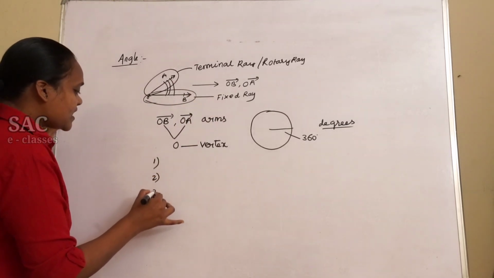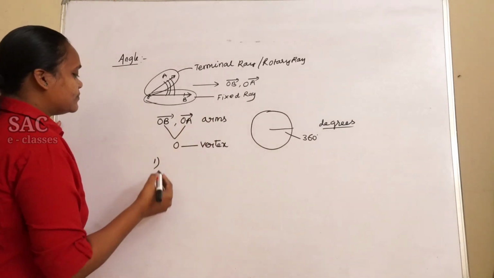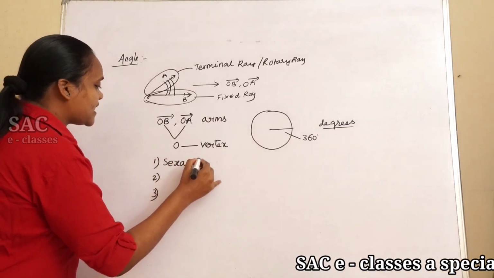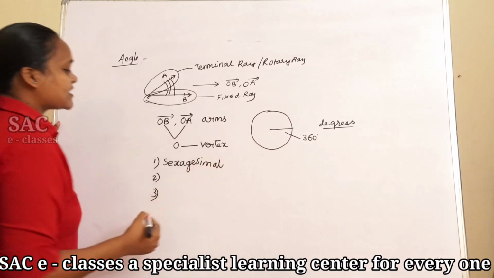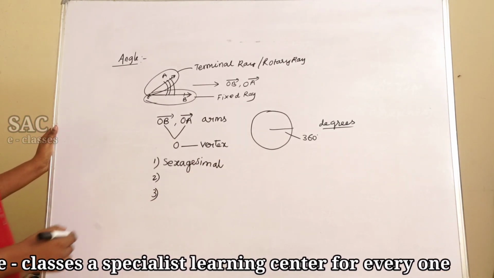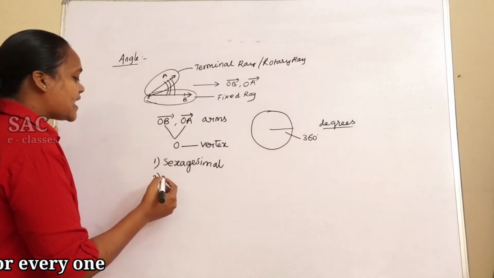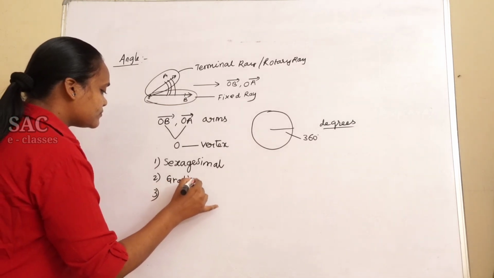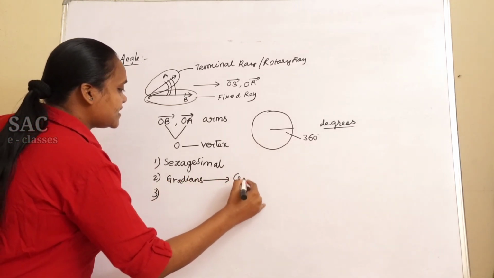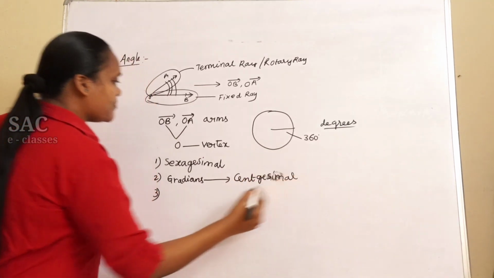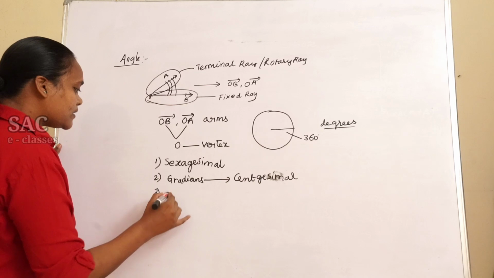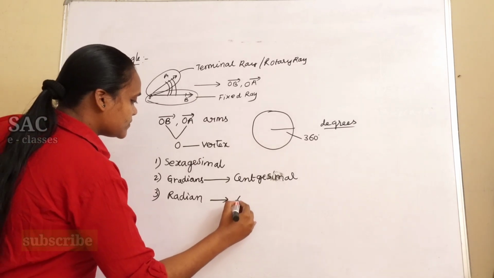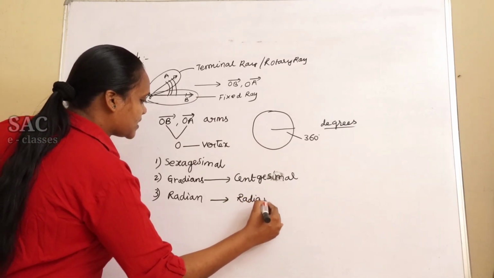If we measure an angle in terms of degrees, the system of measuring is called the sexagesimal system. Whenever we measure an angle in terms of gradients, we call that the centesimal system. If we measure the angle in terms of radians, we call it radian measure or circular measure.